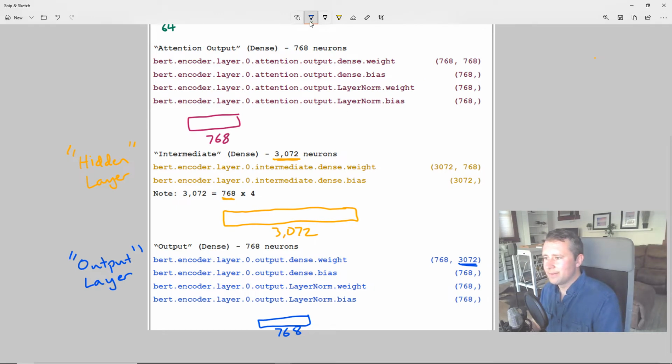And it's this final vector that goes on to the next encoder.